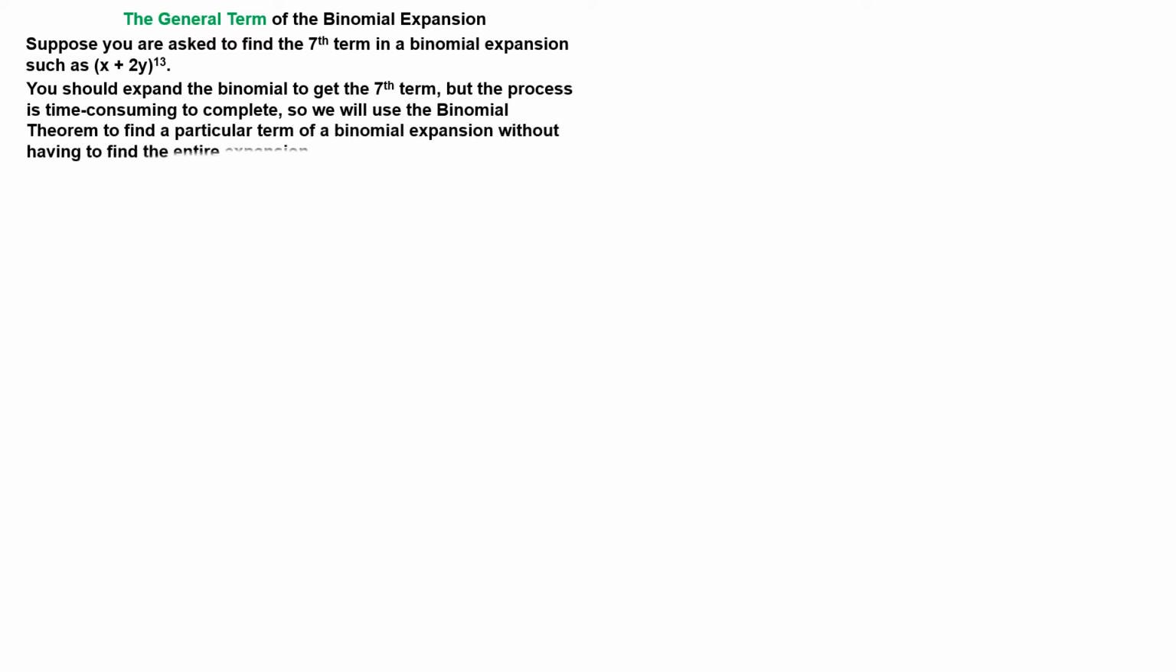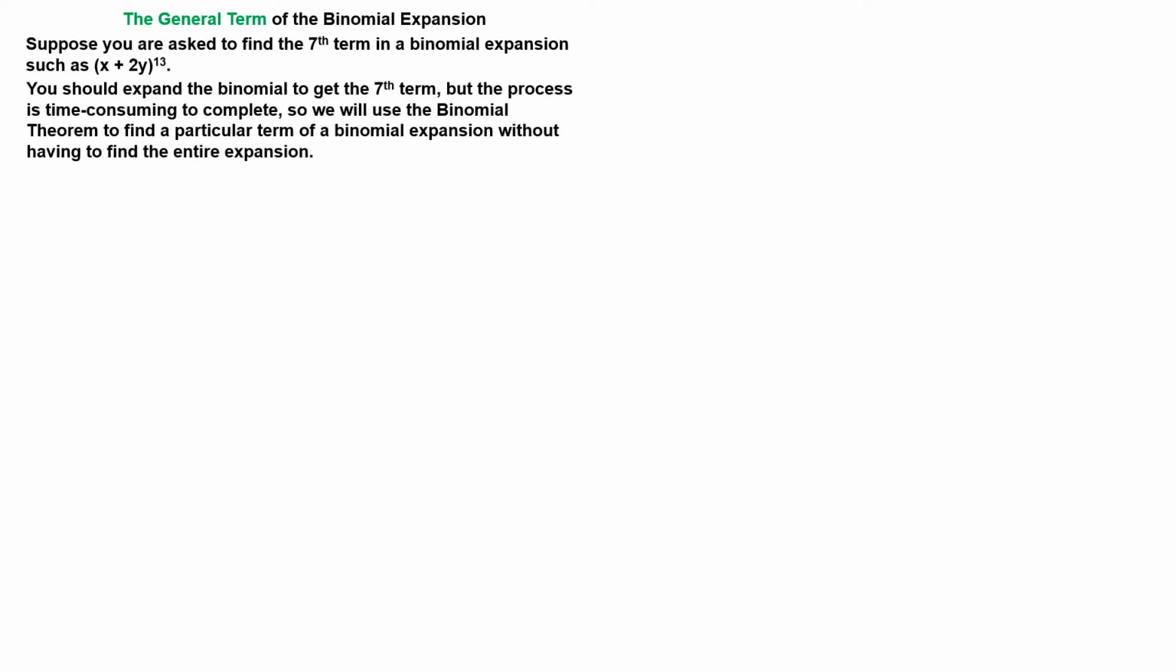Suppose you are asked to find the seventh term in a binomial expansion such as this. You could expand the binomial to get the seventh term, but the process is time-consuming to complete. So we use the binomial theorem to find a particular term of a binomial expansion without having to find the entire expansion. It's common in examinations for questions to only ask for a part of an expansion.